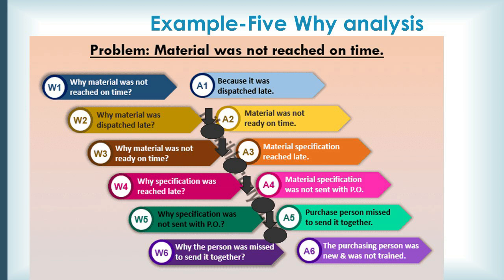Then we go ahead. Here we can see that you didn't get the root cause on the 5th, so we extend. Why the purchase person missed to send the technical specification along with the purchase order? Because the purchase person was new and was not trained. So now you know that if somebody who is new is deputed to a particular department and doesn't have experience, he needs to be trained. Then only this kind of issues can be avoided.